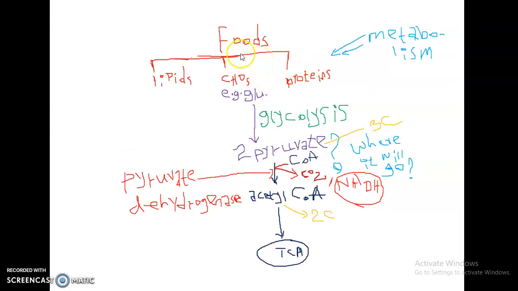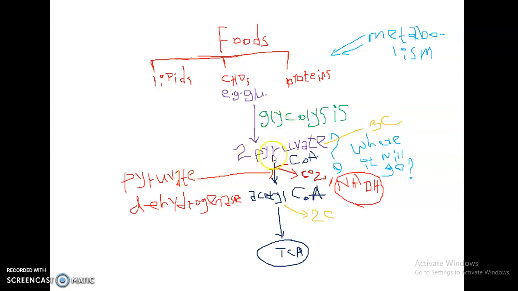From the foods we eat, through metabolism, there will be extraction of ATP. The foods are just lipids, carbohydrates, and proteins. When we consider carbohydrates, with glucose as an example, one glucose molecule is converted into 2 pyruvate molecules through the process called glycolysis. This is one of the catabolic pathways. You can look at my video on glycolysis.